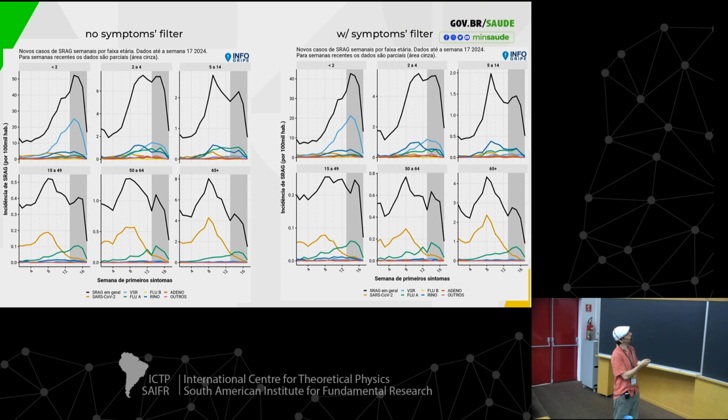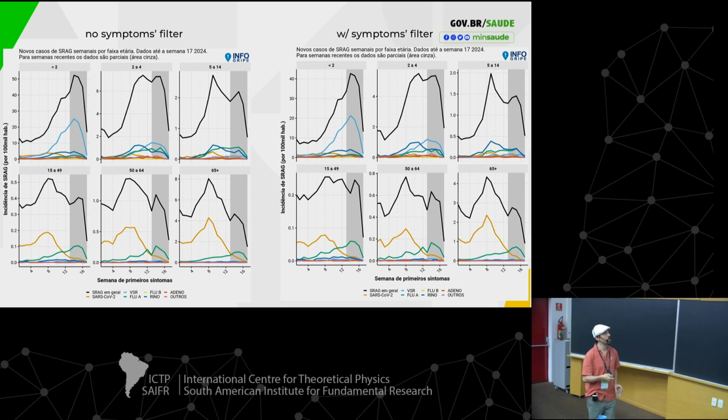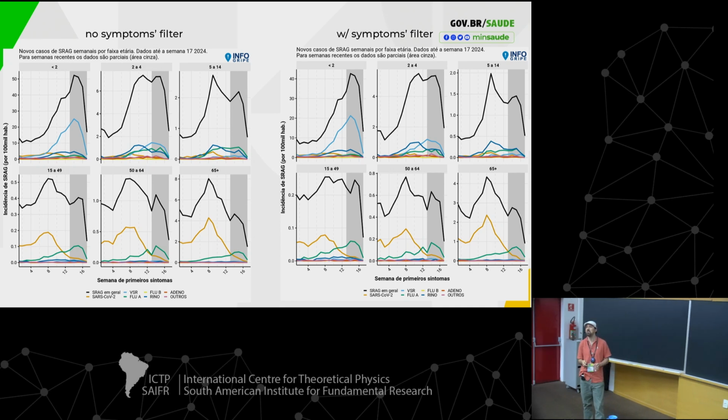There is a small difference here in terms of the cases associated with SARS-CoV-2 in the population of 50 to 64 years of age. When I apply the symptoms filter, it starts to decrease a little bit earlier than if I don't take into account the symptoms filter, but this might be only a small fluctuation, and it doesn't affect significantly my situation analysis here. So in general, for this particular analysis, again, not much of a difference, okay?